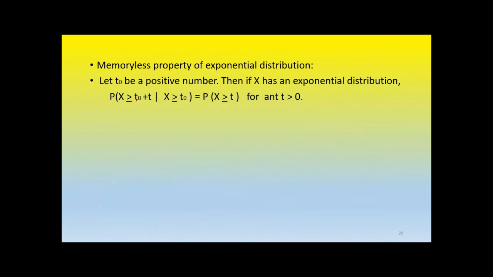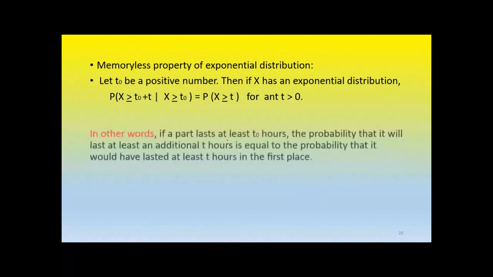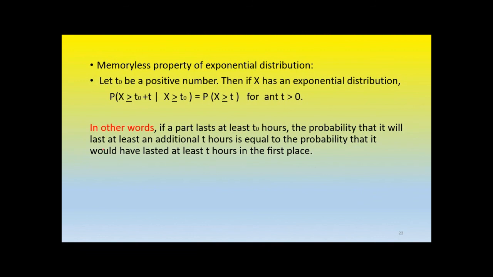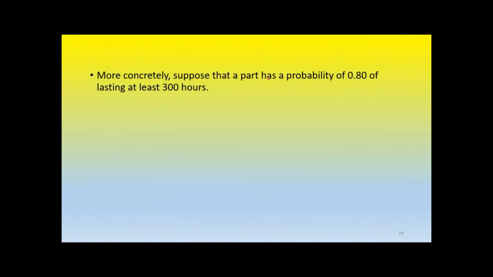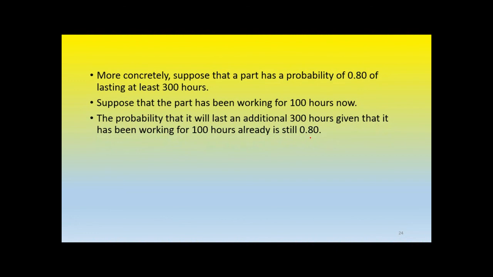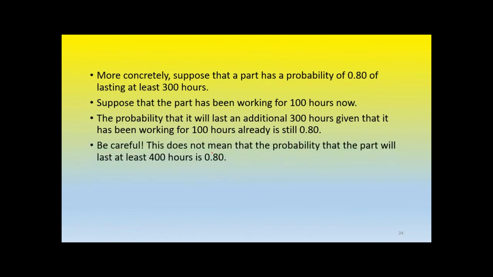So, memoryless says it doesn't need to have the memory of the past. In other words, if a part lasts at least T0 hours, the probability that it will last at least an additional t hours is equal to the probability that it would have lasted at least t hours in the first place. More precisely, suppose that a bulb has a probability of 0.8 of lasting at least 300 hours. Suppose the bulb has been working for 100 hours now. What is the probability that it will work for an additional 300 hours? It is the same 0.8, but that doesn't mean the probability is the same for the bulb to work for 400 hours. That's different.